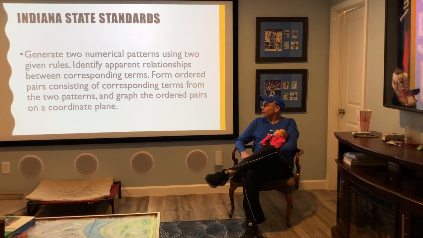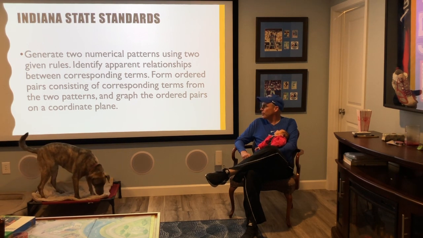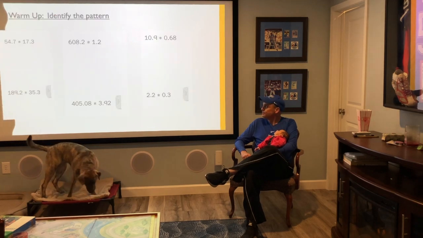So our state standard is to generate two numerical patterns using two given rules, identify apparent relationships between corresponding terms, form ordered pairs consisting of corresponding terms from the two patterns, and graph those ordered pairs on a coordinate plane.